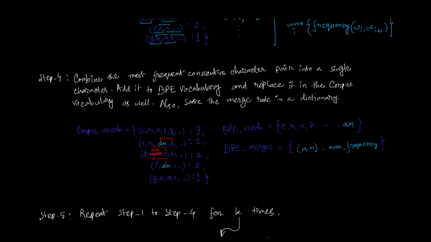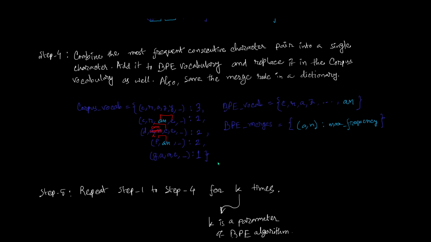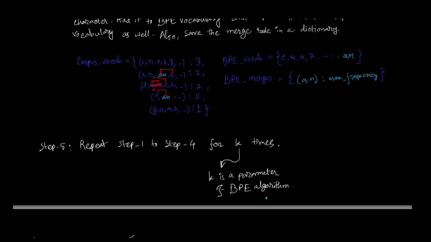So in this fashion, the more you keep repeating this loop, this step 1 to step 4 repetition, the more the subword lengths will be increased, and we will see the frequency of those bigger length subwords will be decreasing over time. So this K is a parameter of the BPE algorithm. There is no fixed or optimal number of iterations. It depends on your corpus, and it depends on the problem statement you want to solve also.